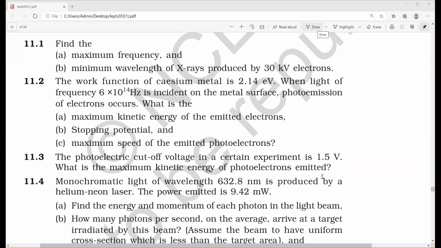So that is 11.1. Find first one maximum frequency, second one minimum wavelength of X-rays produced by 30 kilovolt electron. First we shall solve 11.1.